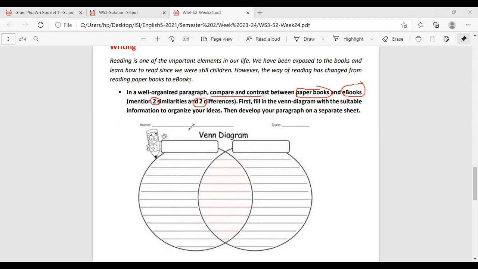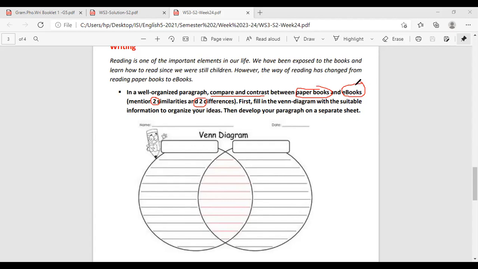On Thursday we have the second session, the third session, okay? So please, today and tomorrow, work on the writing, because we're going to do the writing together on Thursday. It's not a graded homework, but you have to do it. It's a homework, but not graded. You have to do it because we're going to correct it together on Thursday. So you have to compare and contrast between paper books and ebooks.